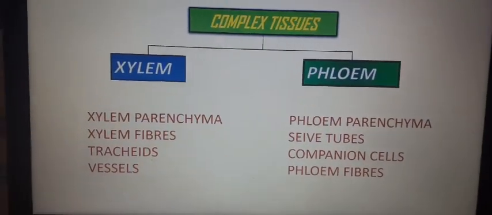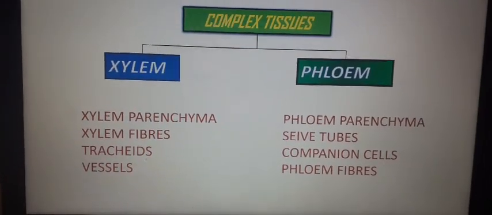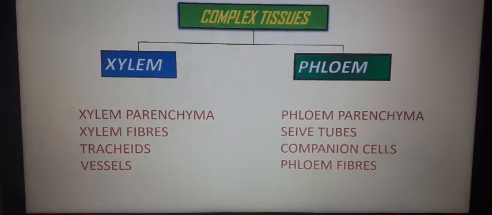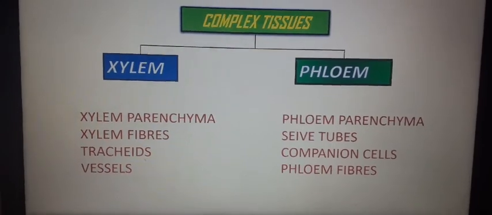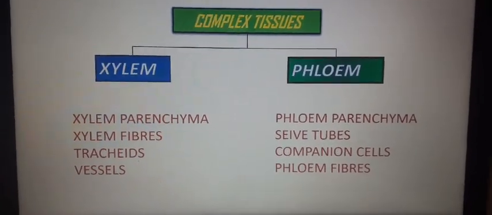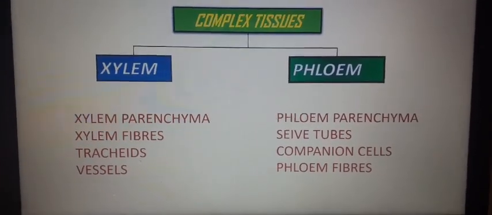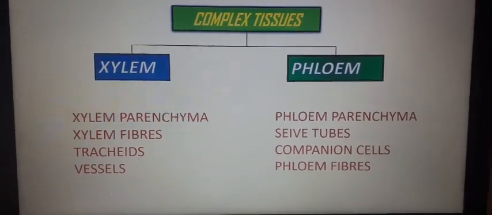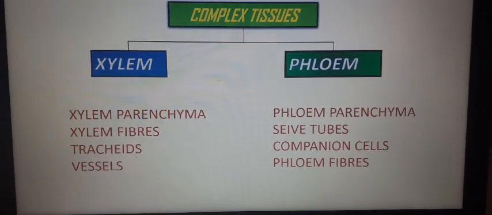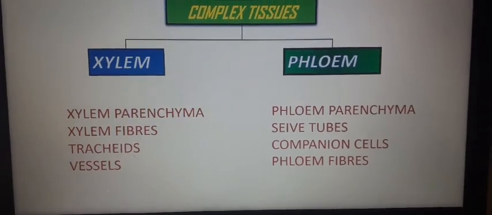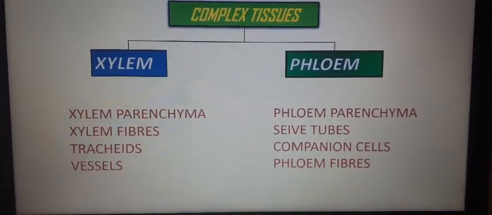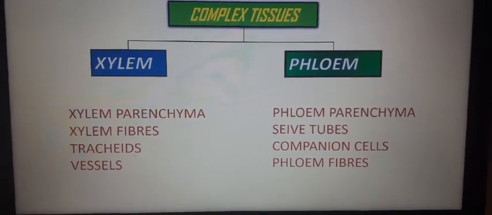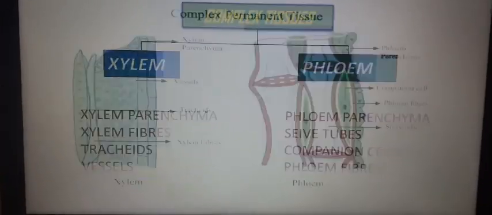Now coming to complex, xylem and phloem. Xylem has four types of cells, of which only one is a living cell. I hope you could identify it. Yes, that is xylem parenchyma. In case of phloem, all are living but one is dead, and I hope that also you are able to identify: fiber. So observe now, children, both xylem and phloem, something is common. Yes, parenchyma and fiber are common for both xylem and phloem.